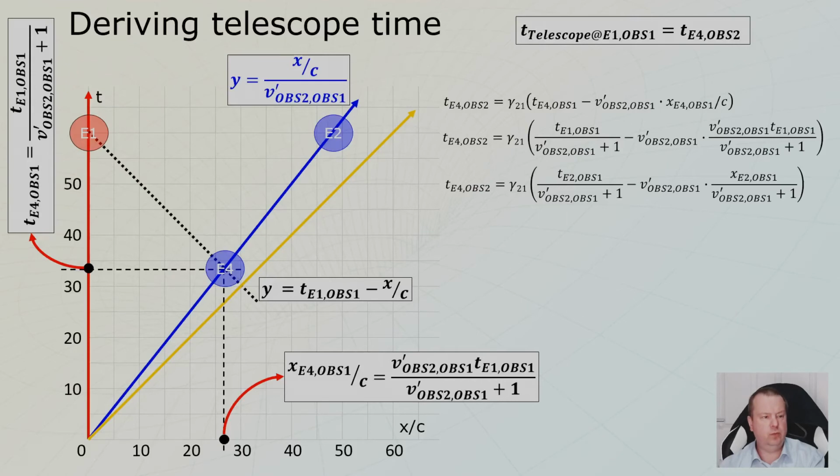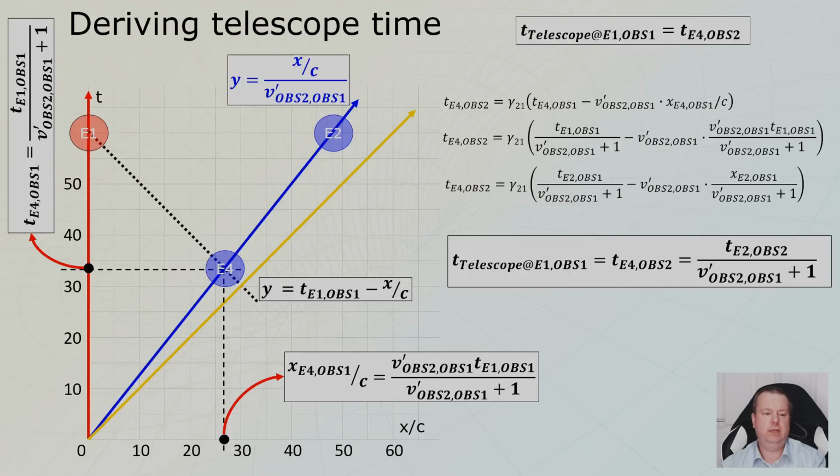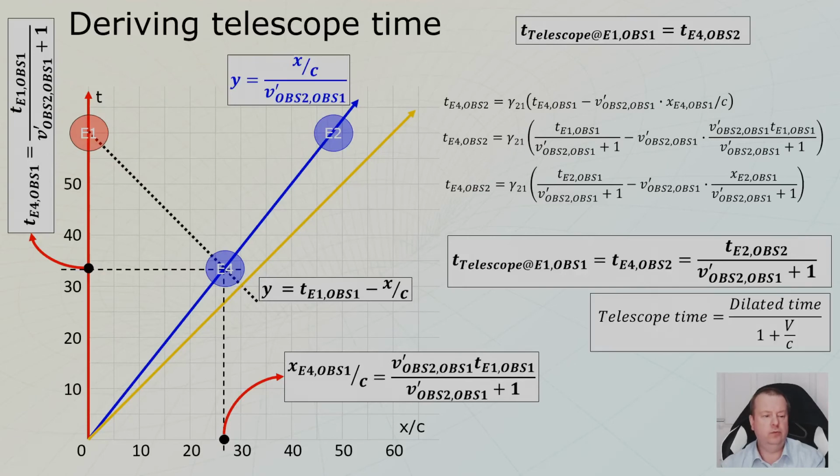And if you now look at this equation and you compare that with the first one, you can see that this is the case. The time in the telescope will be the time in the train according to the observer in the train divided by v prime plus 1. So this is what I call the telescope time. It's the dilated time divided by 1 plus v over c, because that was the definition of v prime. So there you go. Now you know how telescope time is derived.